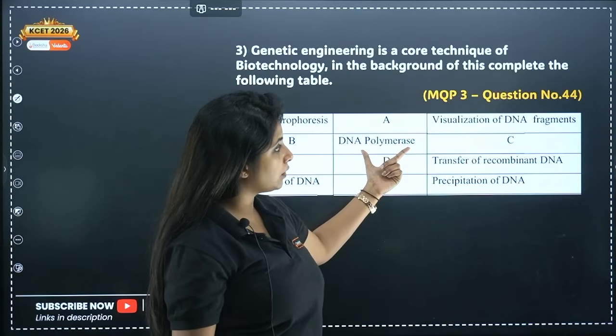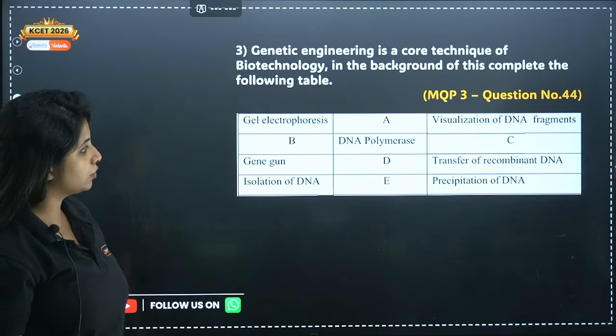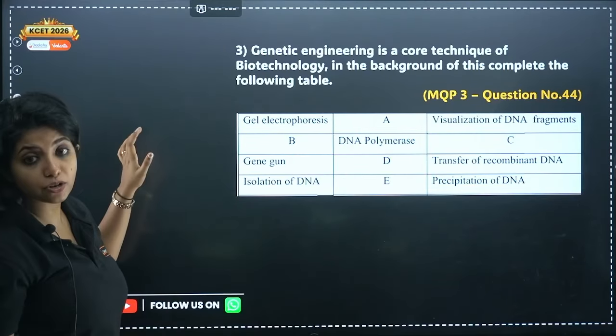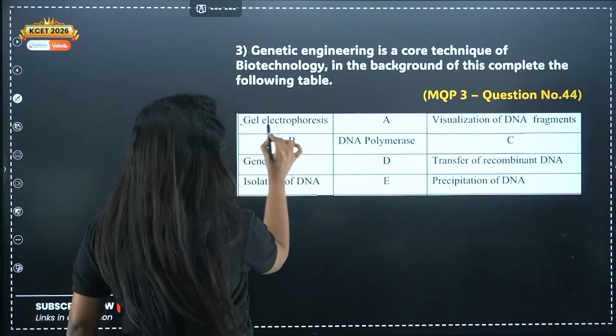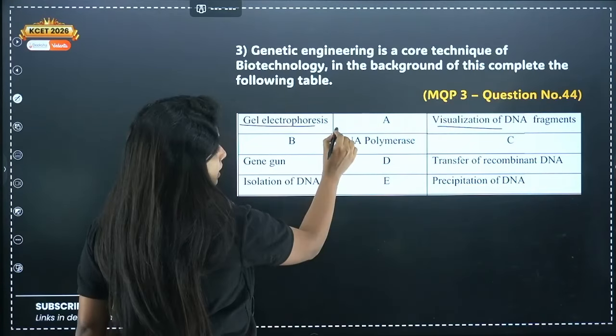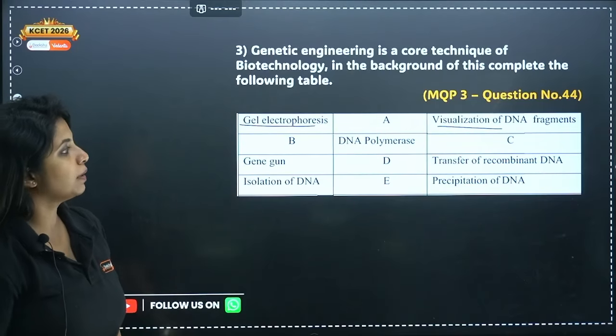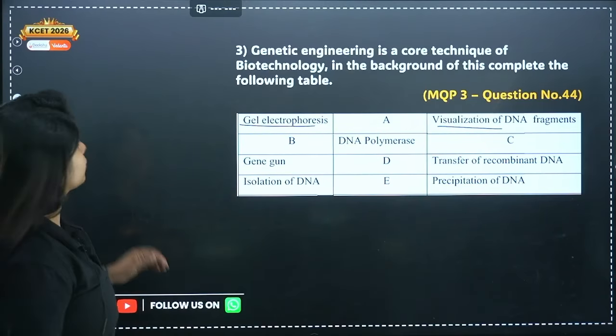DNA polymerase is a tool that we use, and what do we use to visualize it? Oh, wait. Sorry, my brain is not braining as of now. So, gel electrophoresis is there. Visualization of DNA fragments is there. In gel electrophoresis, what do you use, my dear children? That is the question.